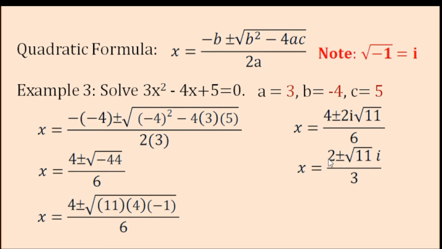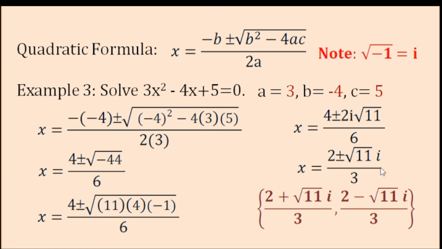Now again, you know there are two roots here. One is using the plus sign and the other one is using the minus sign. So it's going to be 2 plus square root of 11 i all over 3. And then the other one is 2 minus square root of 11 i over 3. These are our roots or our solutions.